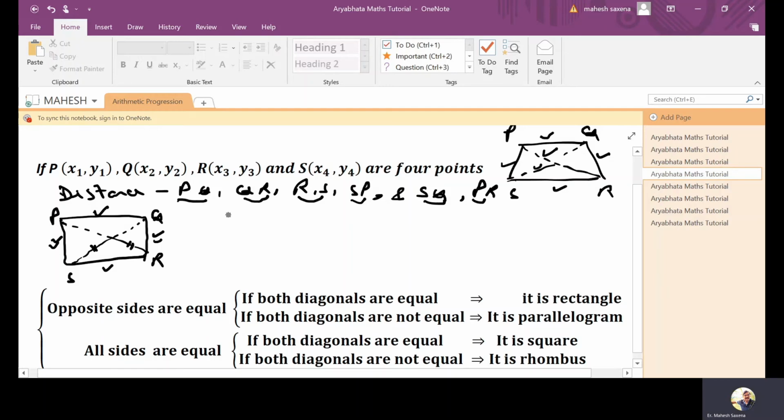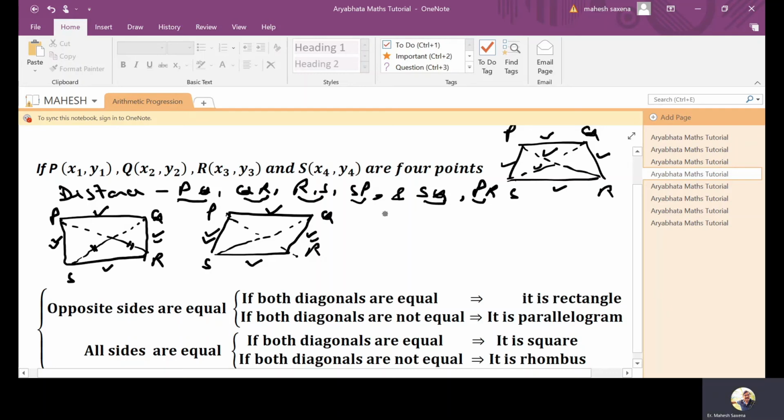Now we take the second case. Suppose PQRS is a quadrilateral such that its side PQ is equal to SR, side PS is equal to side QR, but its diagonal SQ is not equal to PR, then clearly it is a parallelogram. Therefore, if opposite sides are equal and both diagonals are not equal, then the quadrilateral will be a parallelogram.